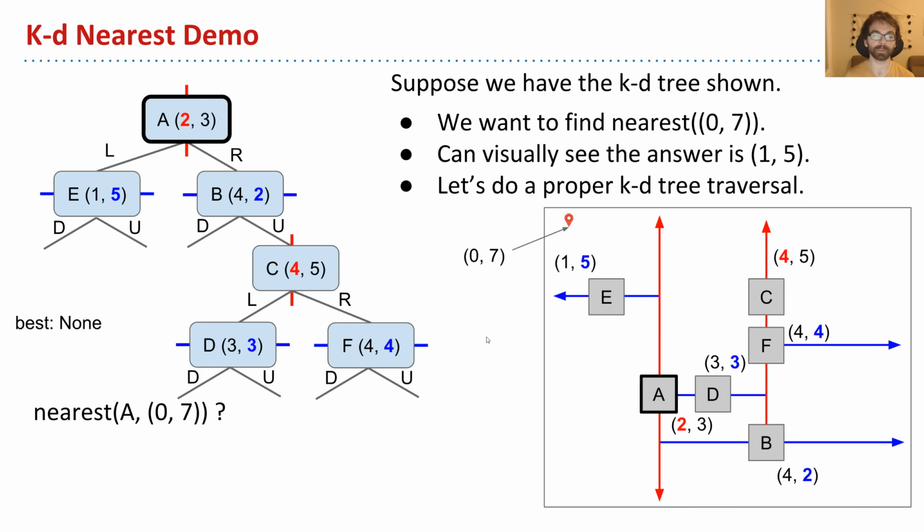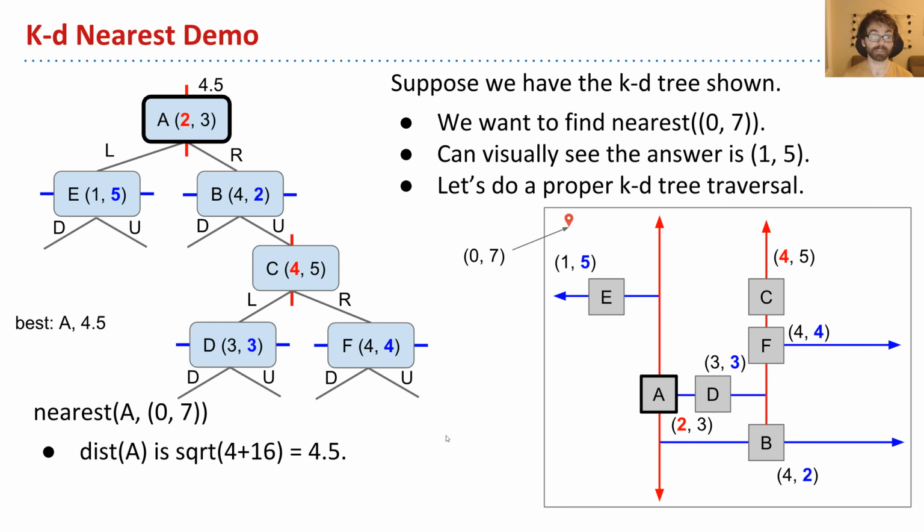So let's start by calling nearest on the tree rooted in A, and we're looking for the point 0, 7, right here. Currently the best known point we've seen is nothing. But now that we're looking at A, we may as well compute the distance from A to the query point. We just measure the Euclidean distance. That's the square root of 4 plus 16: 4 because 0 minus 2 squared is 4, and 16 because 7 minus 3 squared is 16. So the square root there is 4.5.